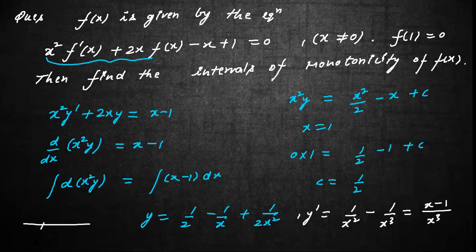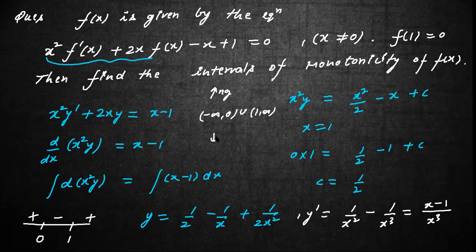So we can have the wavy curve, which is 0 and 1, plus minus plus. So for the function to be increasing, clearly where the derivative is positive, it is increasing when x is from minus infinity to 0, union 1 to infinity, and of course the remaining part will be decreasing when x belongs to 0 to 1. So this is what we have found out for the intervals of monotonicity. The important part here was to find out the function.